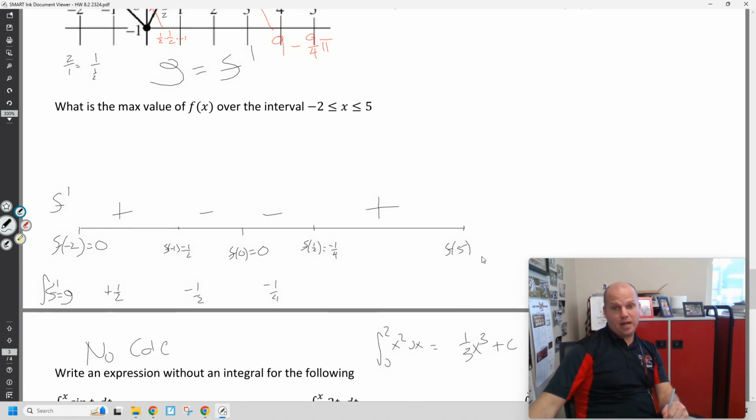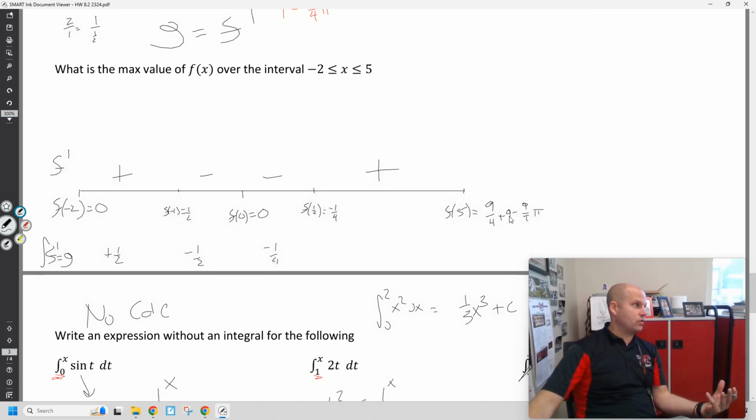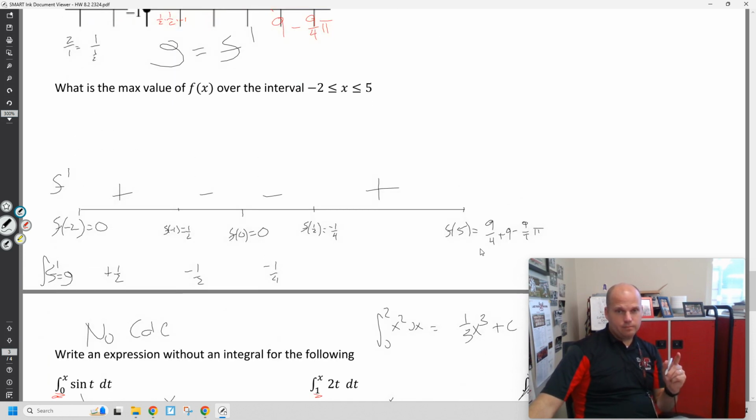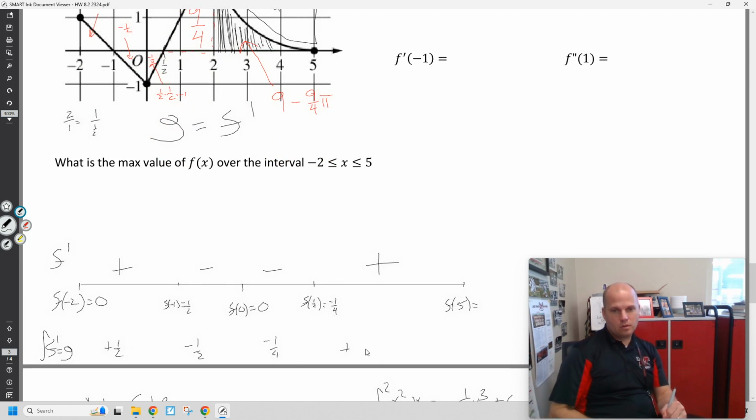Now, like, yo, it's free response. Leave it. If you want to change this to 36/4, adding 9/4, 45/4, great. I don't want to do that. Wait. Hold the phone. Damn. I just caught myself. I'm going to increase, silly Mr. Messner, 9/4 plus 9 minus 9/4 pi.